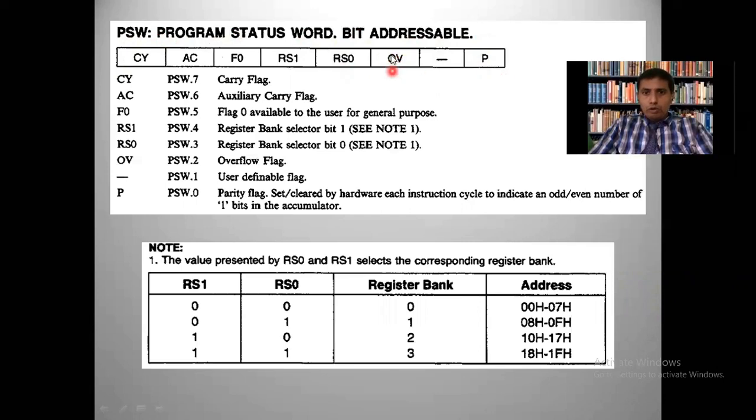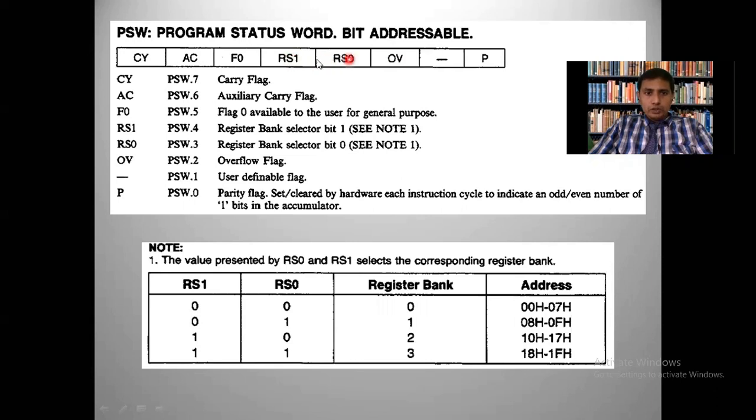Then OV is the overflow flag. The overflow flag is set to 1 when results are out of range. There are two conditions; if any condition is true, then the overflow flag is set to 1. In 8086 also I mentioned this. The overflow flag is 1 when there is a carry into the MSB bit and no carry out of the MSB bit, or no carry into the MSB bit and a carry out of the MSB bit. Like that we observed the overflow flag. It occurs when results are out of range.